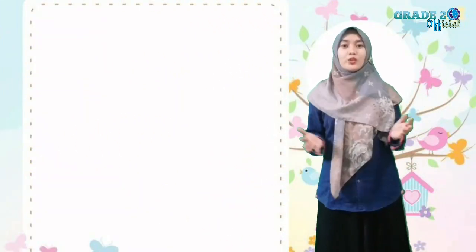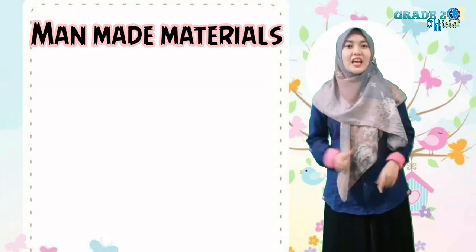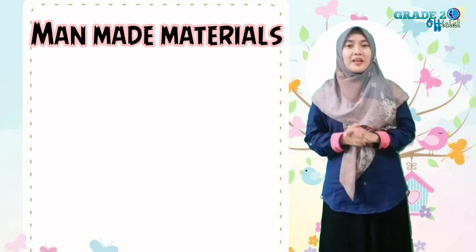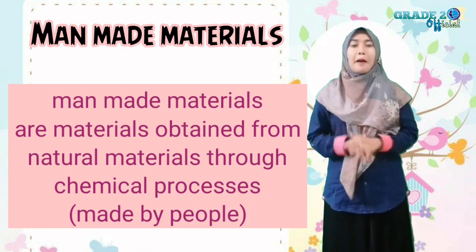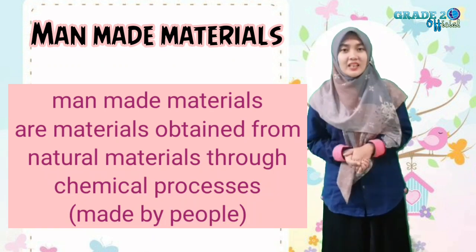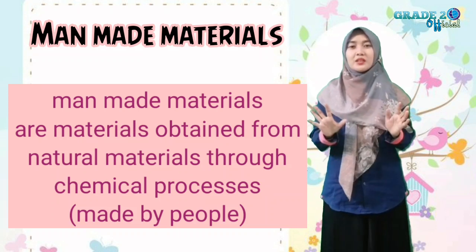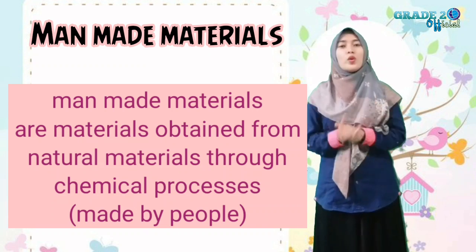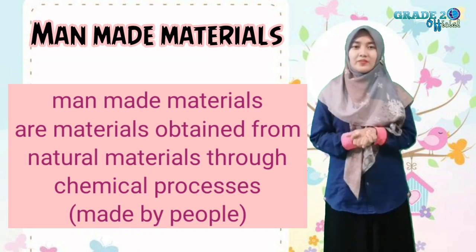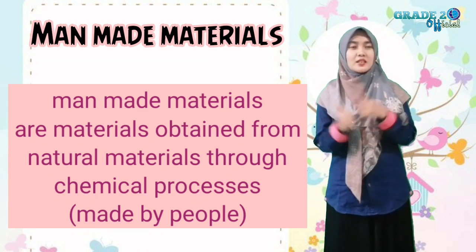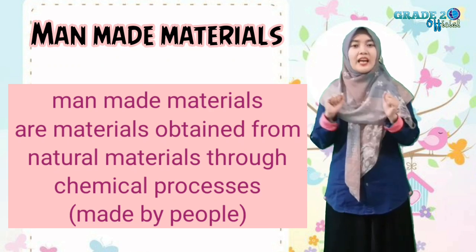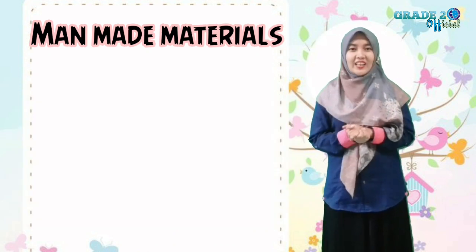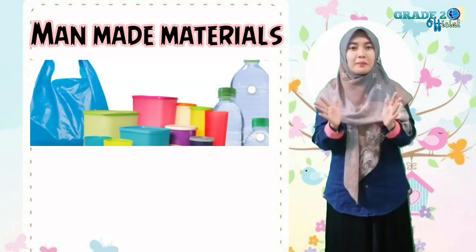Okay, now I want to explain about man-made material. Okay, natural material and now man-made materials. Do you know what are man-made materials? Yeah, man-made materials are materials obtained from natural materials through chemical processes, or we can say made by people. Natural material is material that comes from nature, and man-made material we can say is made by people.